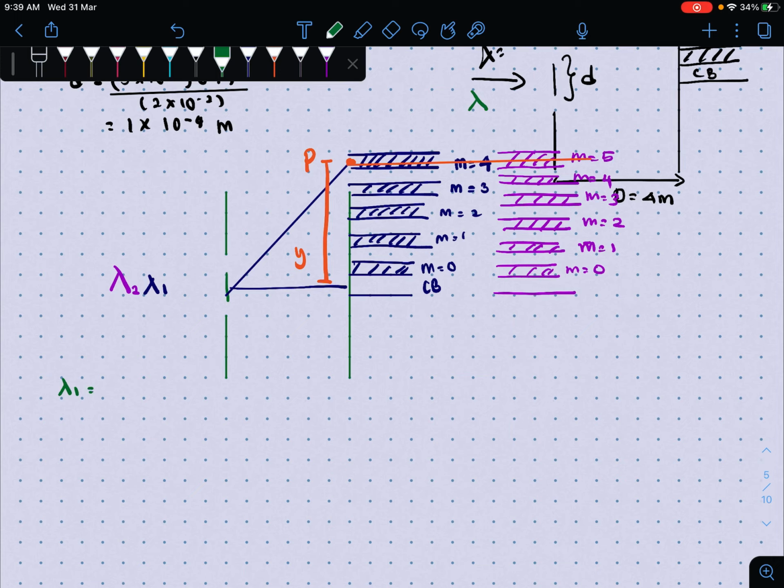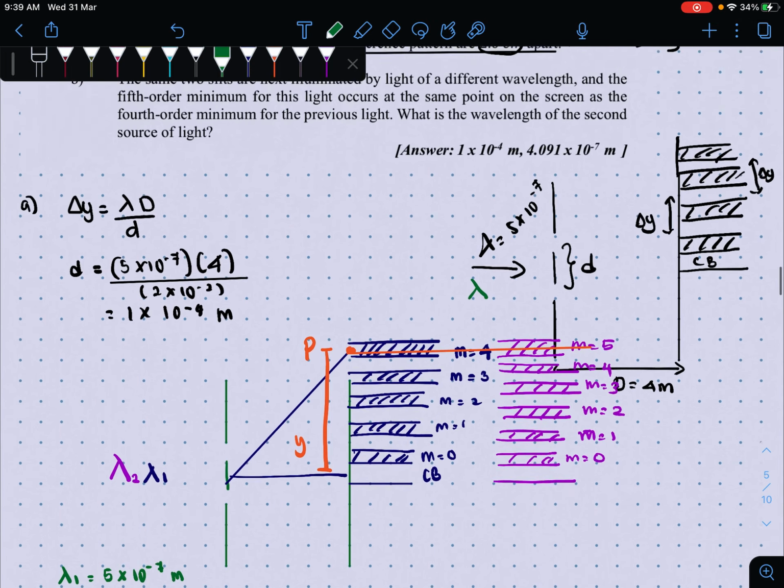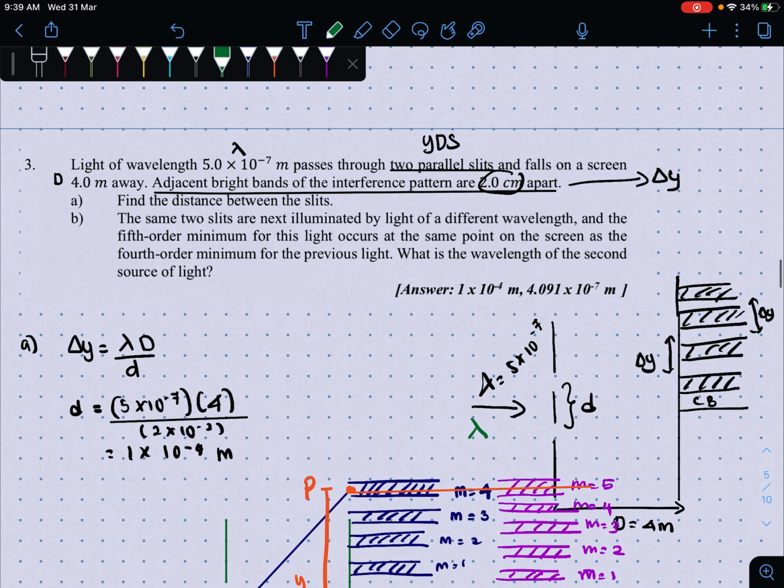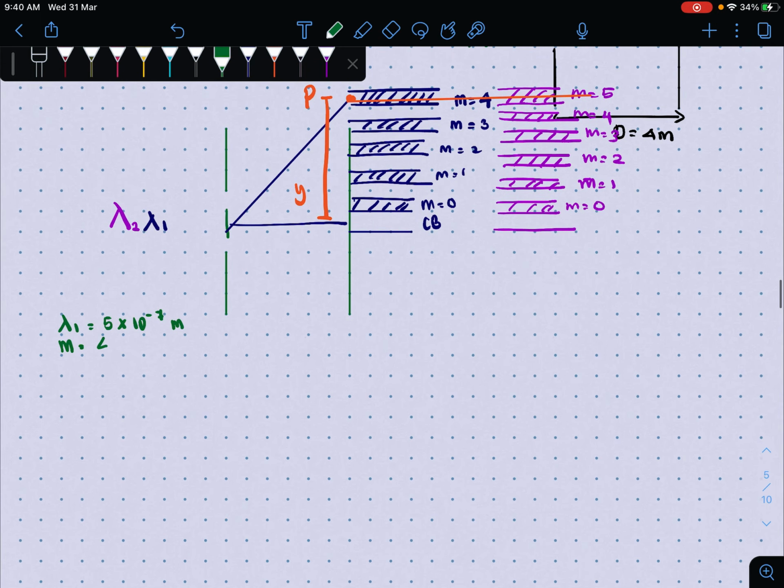So for my lambda 1, which is equals to 5 times 10 to the power negative 7 meter, order yang saya ada dekat sini adalah fourth order, fourth dark fringe. Bukan, dia kata fourth order minimum. Maksudnya m saya memang sama dengan 4 sebab dia dah cakap order kan. So m saya sama dengan 4 dekat sini.